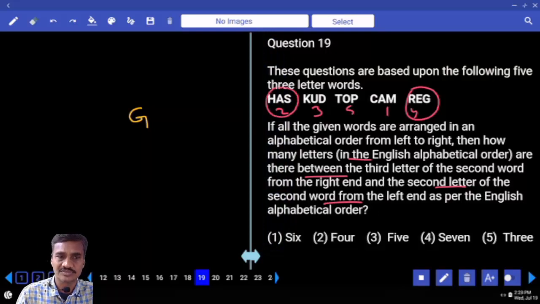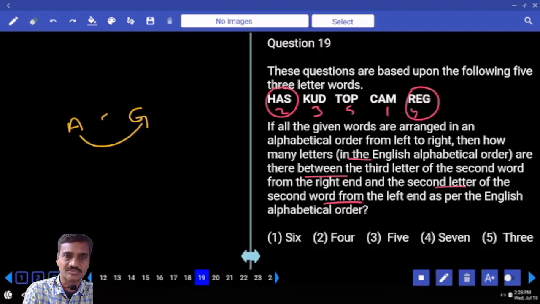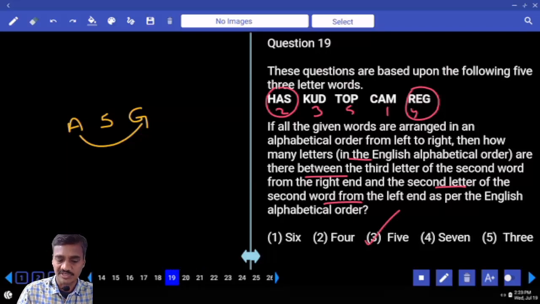Now the second word from the left is what? SAH? What is the second letter we have? A. Now between A and G, what is the difference here? 6. 6 minus 1, there are 5 letters. Now 5, that is choice 3, question number 19.